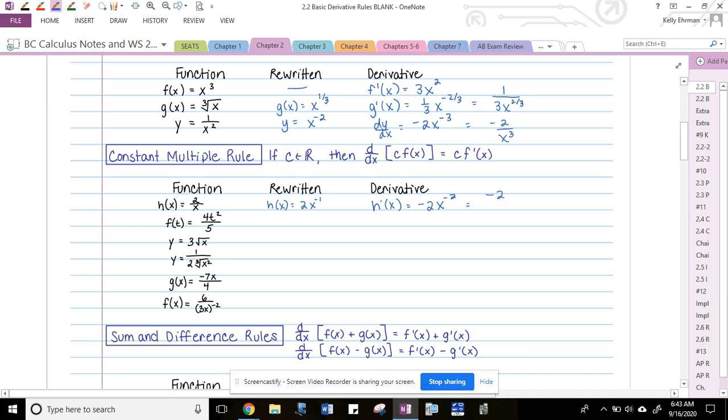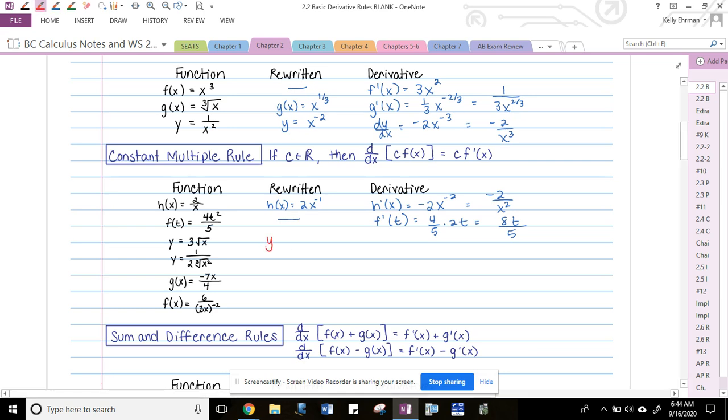Rewrite that, negative 2 over x squared. Basically, this is just saying, hey, if there's a coefficient out in front, that doesn't change anything. When you pull your power out in front, that constant coefficient is going to get multiplied as well. I don't have anything to rewrite for this next one, but it is 4/5 times t squared. So f prime of t is going to be 4/5 times 2t, which is 8t over 5, or 8/5 t.